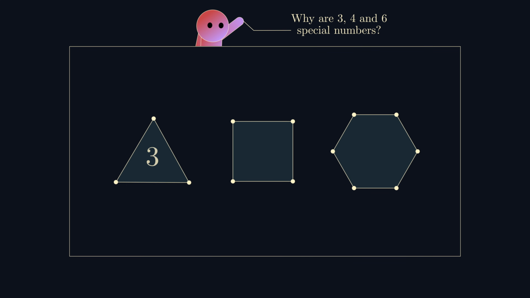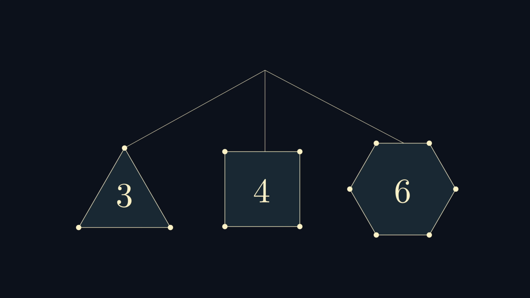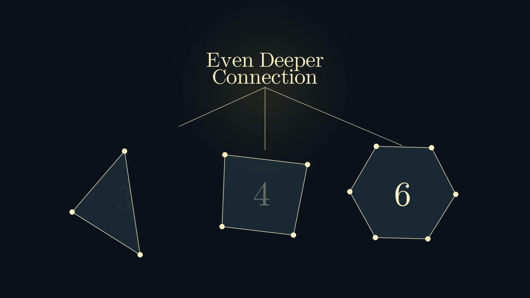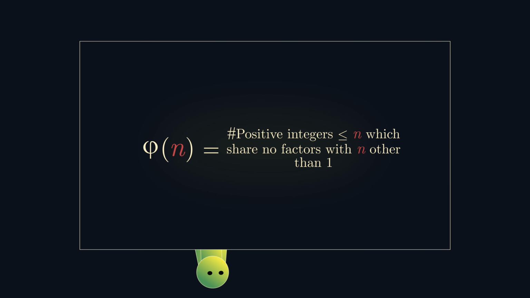The numbers 3, 4, and 6. Do they appear anywhere else? Is there an even deeper connection underpinning the existence of these regular polygons? Well, the numbers 3, 4, and 6 do in fact appear somewhere else. There's a very special function which counts the number of positive integers less than or equal to some positive integer n, which share no factors with it other than 1. You may know this function. It's called Euler's totient function.